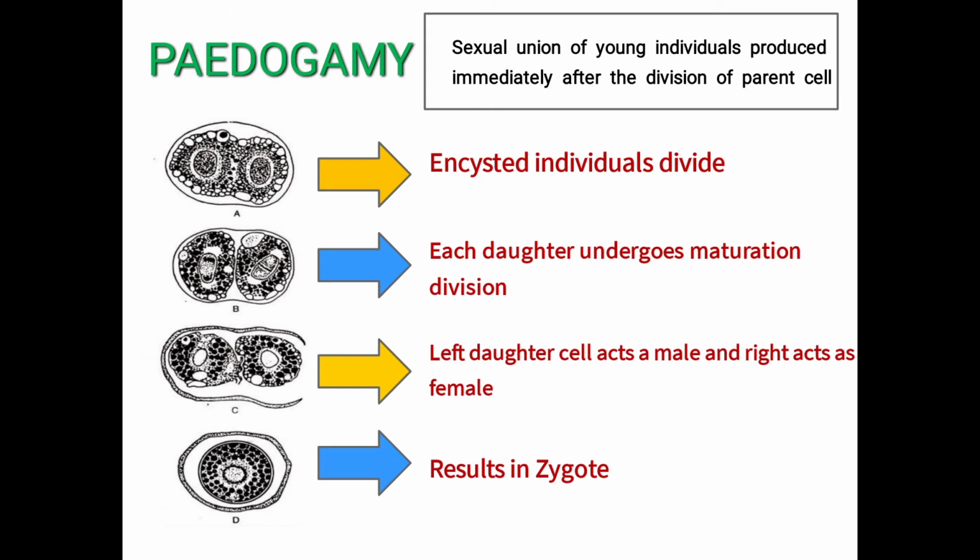And then pedogamy. What do you mean by pedogamy? It is the sexual union of young individuals produced immediately after the division of the parent cell. First a parent cell is dividing, and then the divided daughter cells suddenly mature, and those two daughter cells are now going to exchange their material. So the two daughter cells will act as a male and the female gamete, and it will result in the zygote. If you see the diagram, it will be very clear.